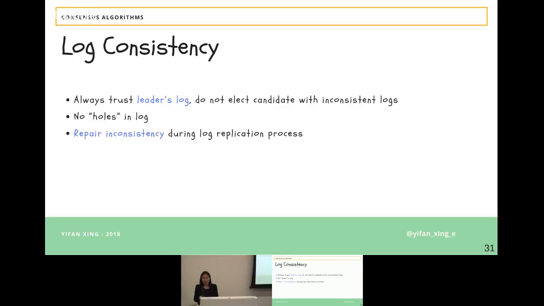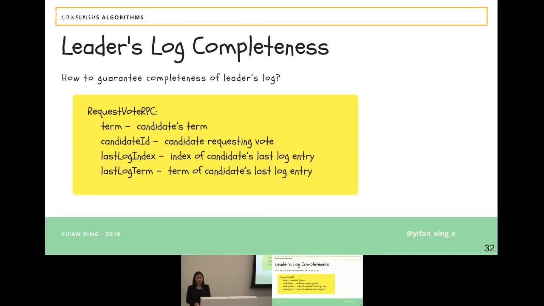Two, we always append entries to the log. We do not allow any holes in the log, so we don't skip entries. We always append to the end. We also repair inconsistencies in the log during log replication times. So let's talk about the first one.